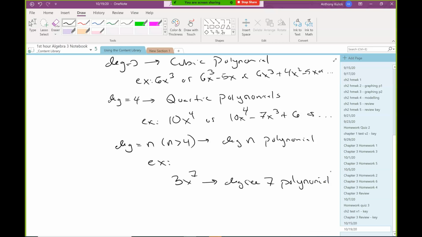Everybody okay with that? So once you get past 4, I'm not going to worry about having the proper name for anything. You can just call it by its degree and we'll all know what we're talking about.